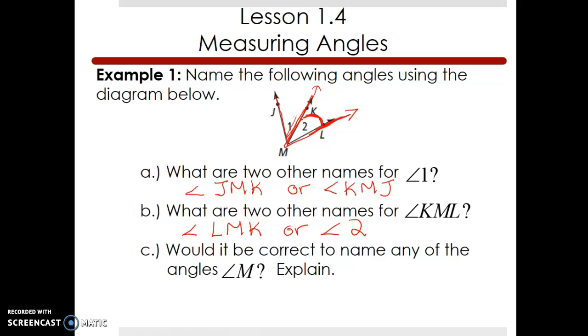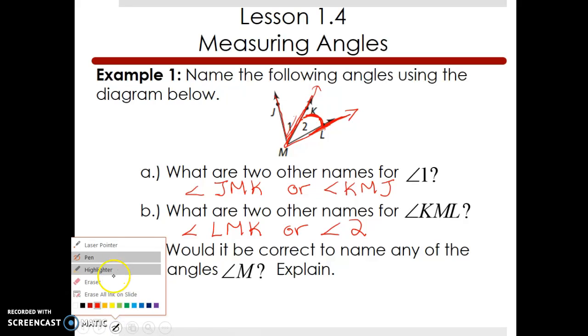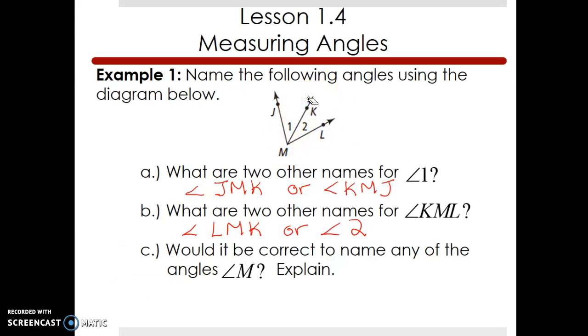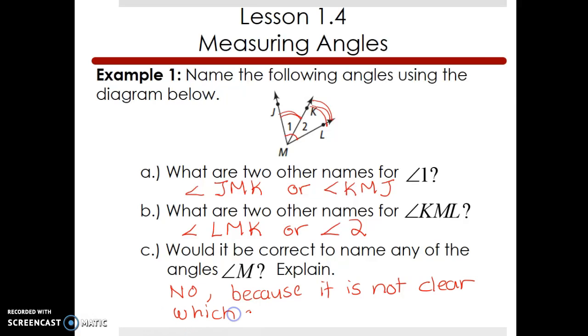Would it be correct to name any of the angles angle M? Let me erase this. Think about it. If I was saying angle M, is this angle M? Is this angle M? Or is this angle M? We do not know. There is no clear angle to label angle M. When they're connected angles and an angle is not individual, we cannot use its vertex. So in this case, we're saying no, because it is not clear which of the three angles would be angle M.